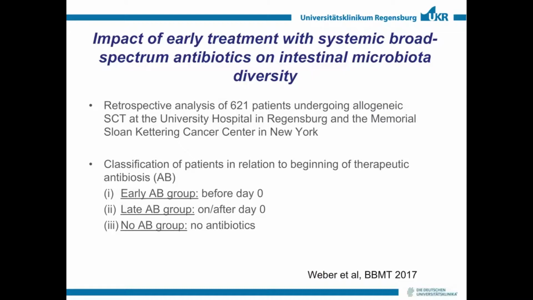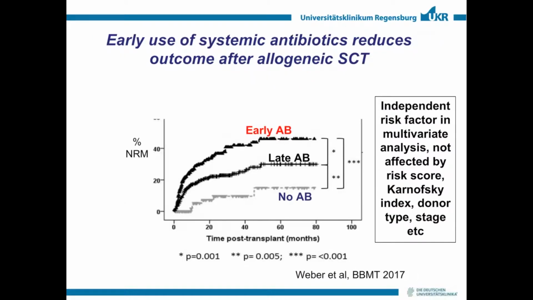The striking result was that there was a highly different treatment-related mortality with regard to the timing of antibiotics. The lowest treatment-related mortality, and look, this is 80 months after transplantation, was in the no antibiotic group, those patients who did not need systemic broad-spectrum antibiotics, and the highest mortality, up to 50%, in the early antibiotic group.